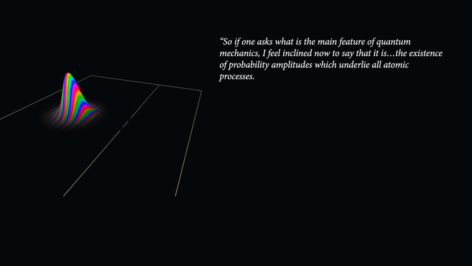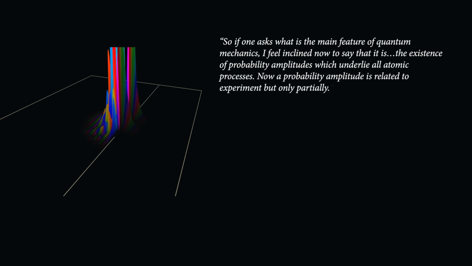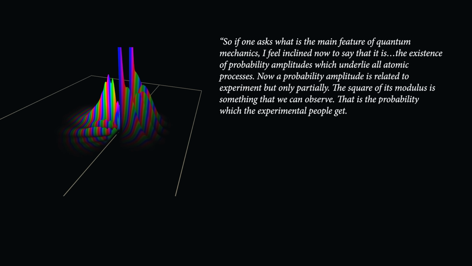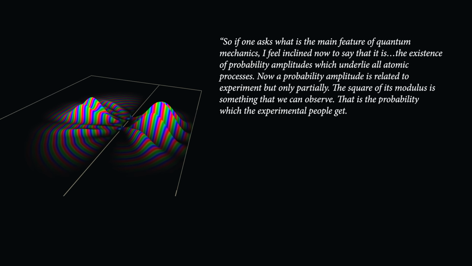Years later in a lecture in 1970, the great quantum physicist Paul Dirac had this to say about the wave function. "So if one asks what is the main feature of quantum mechanics, I feel inclined now to say that it is the existence of probability amplitudes, which underlie all atomic processes. Now, a probability amplitude is related to experiment, but only partially. The square of its modulus is something we can observe. That is the probability which the experimental people get.